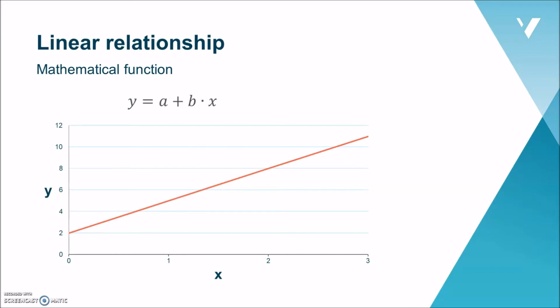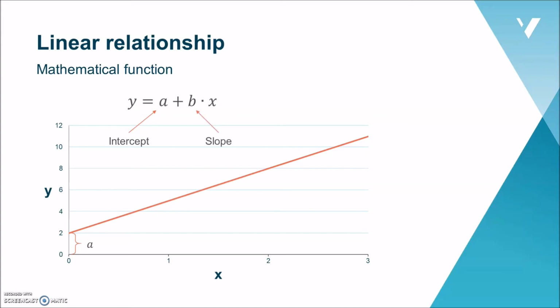A linear relationship between x and y can be written as a mathematical function. y equals a plus b times x. As previously defined, y is a dependent variable while x is the independent variable. Also, we have two other sizes, a and b. The quantity a is called the intercept or constant term. The intercept is the point where the line intersects the y-axis, or in other words, the value of y when x equals 0.